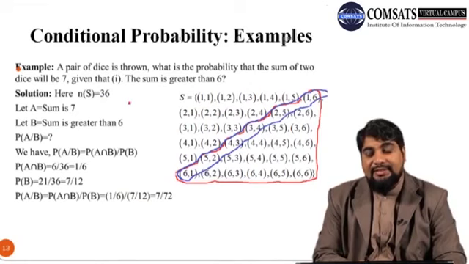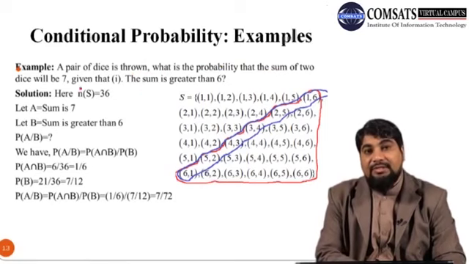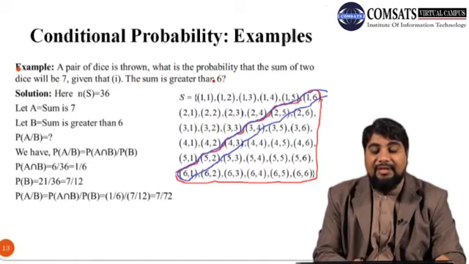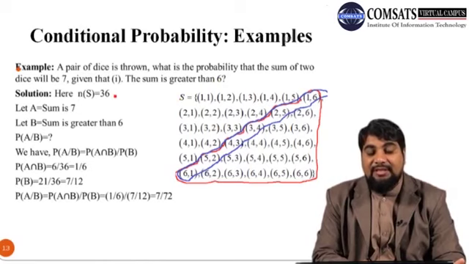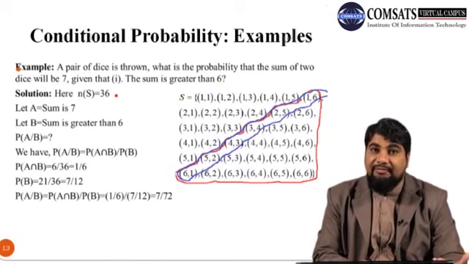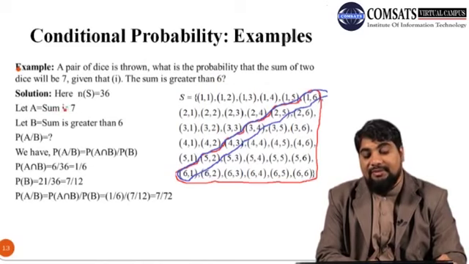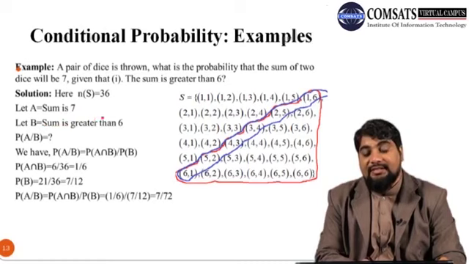Let us consider another question. A pair of dice is thrown. What is the probability that the sum of two dice will be 7 given that the sum is greater than 6? So again we have the same sample space, with a total number of sample points of 36. So define the two events: event A, that the sum is 7, and event B, that the sum is greater than 6.